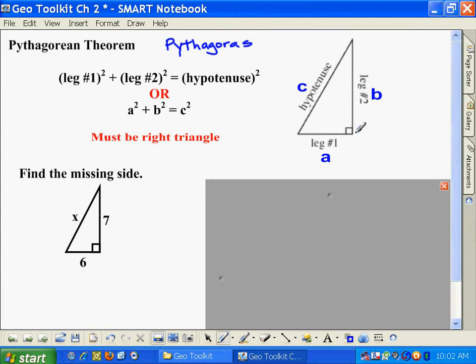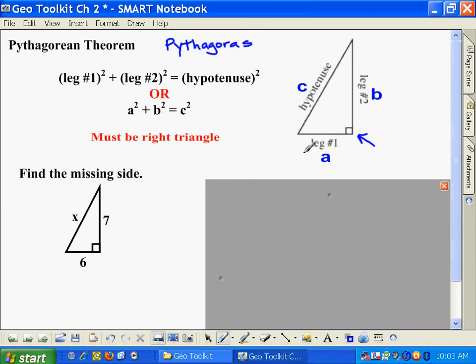So if you have a triangle, and it is a right triangle. Remember, if you don't see the symbol down here, it's not a right triangle. So here's how his theorem works. He said leg 1 squared plus leg number 2 squared equals hypotenuse squared. So let's look at the figure over here. The legs are the two sides that make up the right angle. This is leg 1, that's leg 2. You can interchange them, it's fine. It doesn't really matter which one you call leg 1 and leg 2, but they're the sides that make up the right angle. The side that's opposite the right angle is called the hypotenuse.